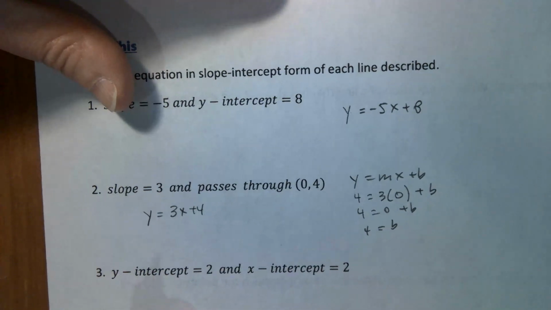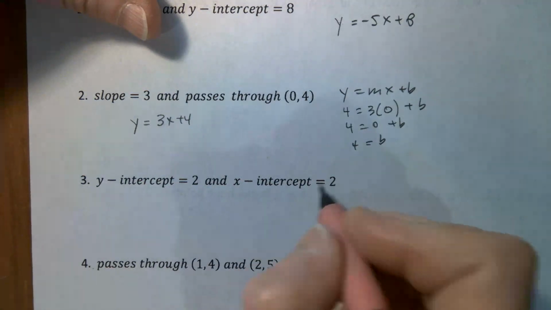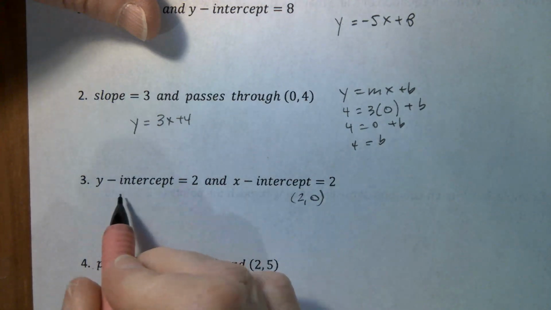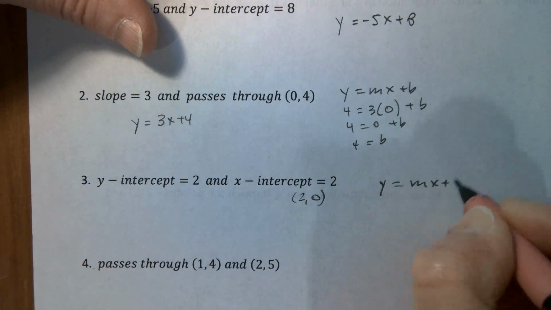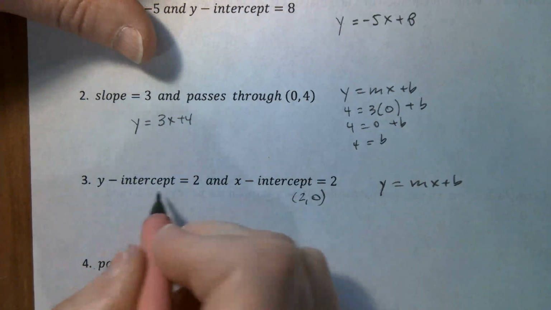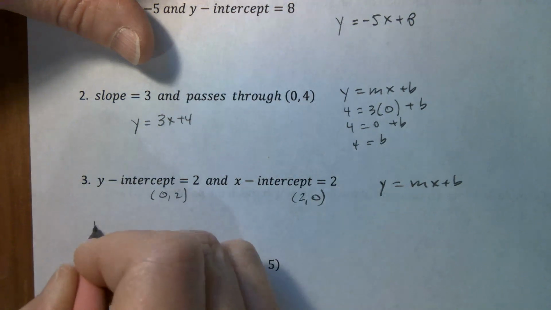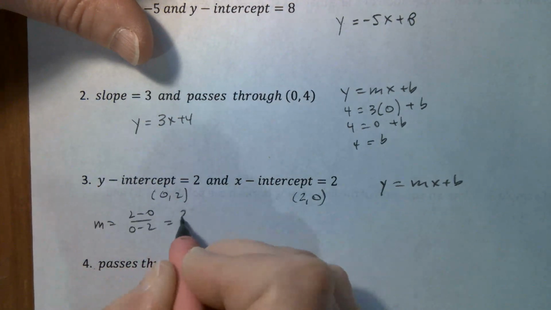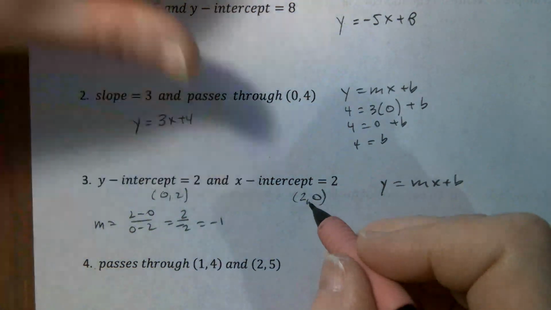Here I have the y-intercept and the x-intercept. Okay, so the x-intercept gives me my other point, and that's going to be 2, 0 is the x-intercept. This one is 0, 2. So I'm going to have y equals mx plus b, and I want to find my slope. So if this is 2, 0, this one's 0, 2. So my slope would be 2 minus 0 over 0 minus 2, which is 2 over negative 2, which is negative 1.